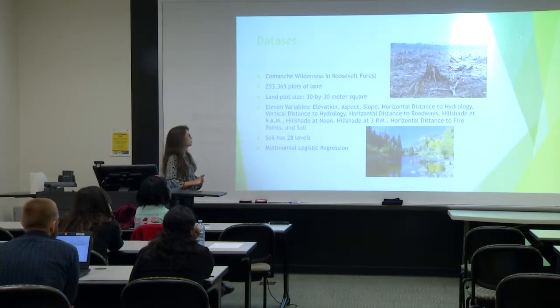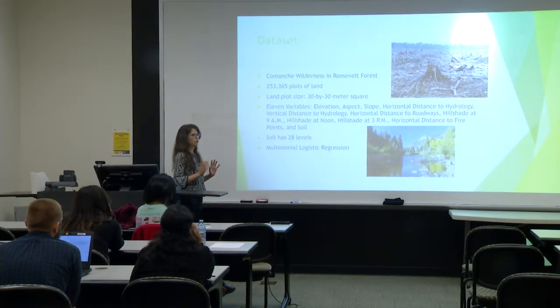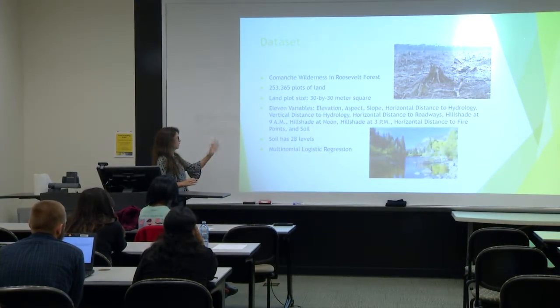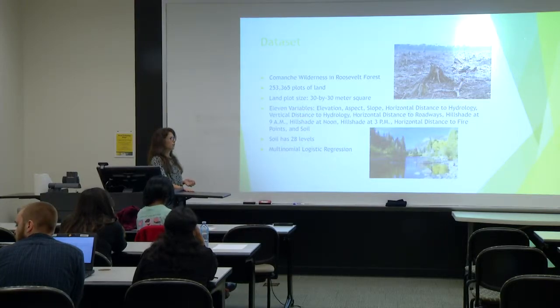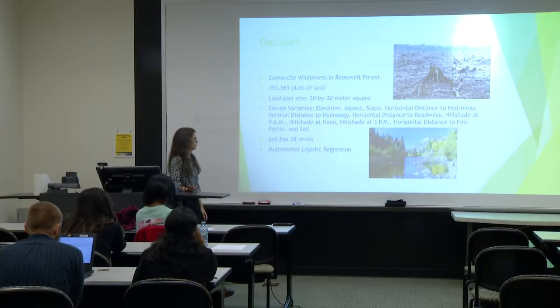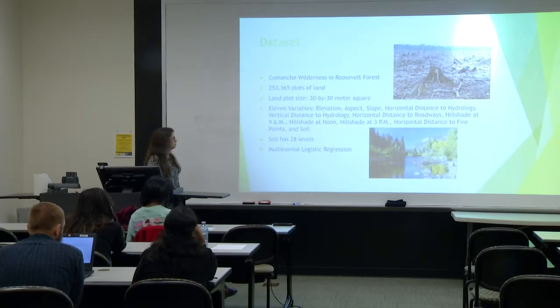So there are 253,365 plots of land that I'm looking at, and each plot of land is a 30 by 30 meter plot. Here are some of my variables. There are 11 variables: elevation, aspect, slope, distance to water, distance to roadways, hill shade at different times, distance to fire points, and soil. Soil is one of my qualitative variables, and it has 28 different types, 28 different levels of the soil.